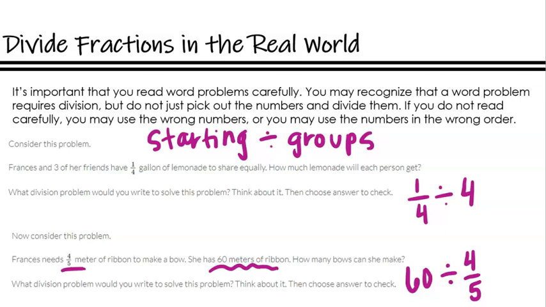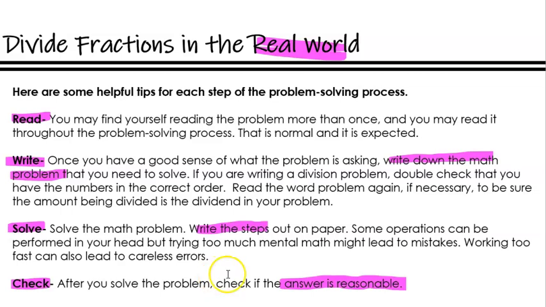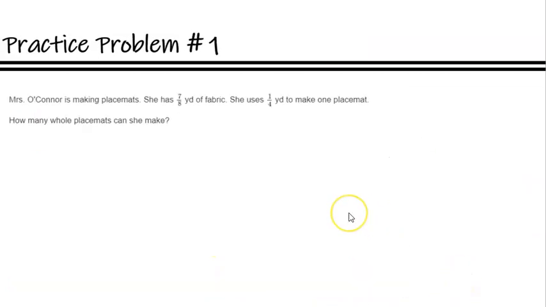Anything more than 1/4 would not make sense because I don't even have a whole gallon, excuse me, gallons, not cups. I don't even have a whole gallon to begin with, okay? For this one, if I wasn't even able to make a whole bow, that wouldn't make sense either because I'm starting out with a ton of ribbon. So I should be able to make a lot of bows. So just always stop and think, does my answer make sense? Okay, is it reasonable? Okay, here is practice problem 1.